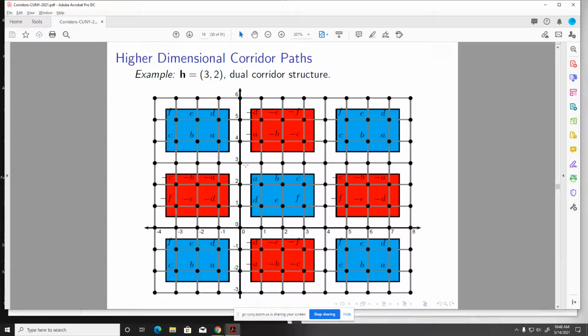Okay. I got it. Is there any reason for the color here? I chose the color so that blue is positive and red is negative. Got it. Thanks.